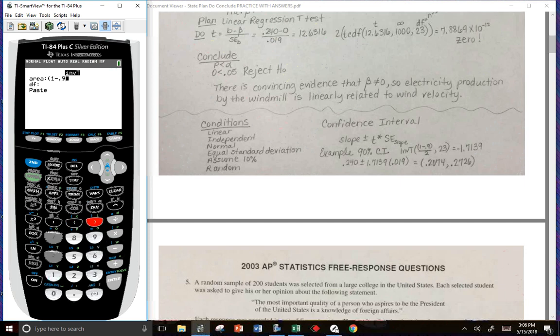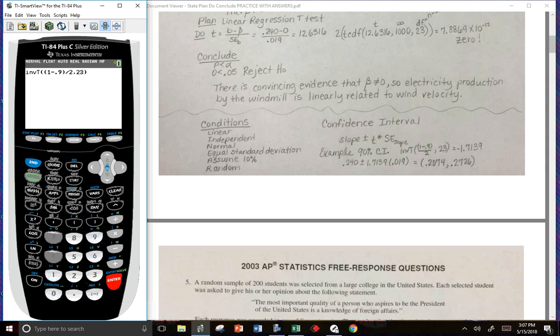A random sample of 200 students were selected from a large college in the United States. Each selected student was asked to give his or her opinion about the following statement. The most important quality of a person who aspires to be the president of the United States is a knowledge of foreign affairs. Each response was recorded in one of 5 categories. If you see categories, what should you already be thinking? Chi-squared. Okay, you should be thinking chi-squared if you see categories.